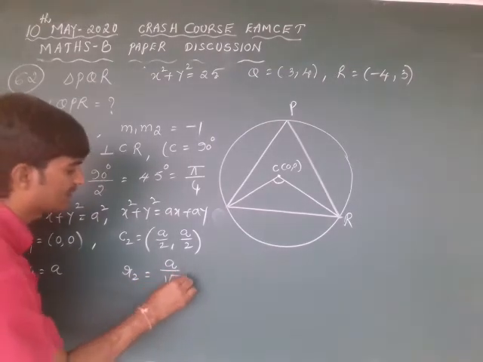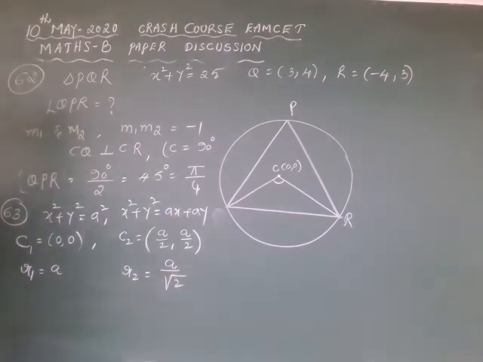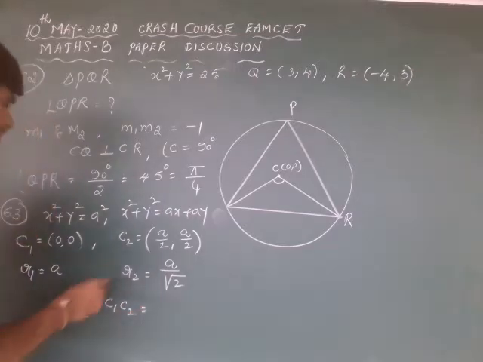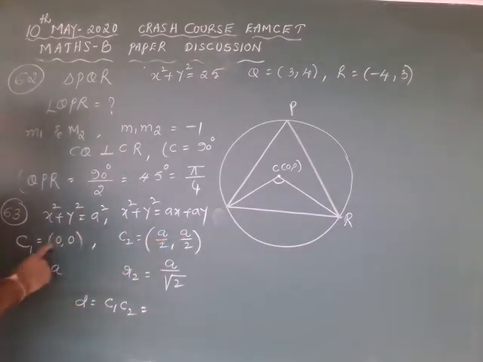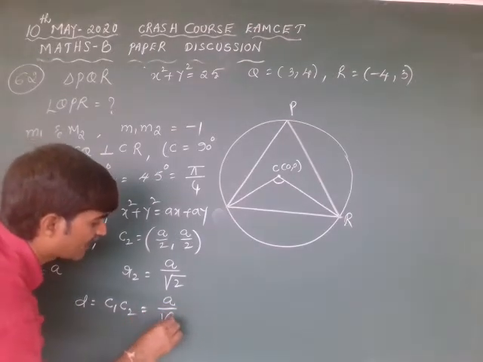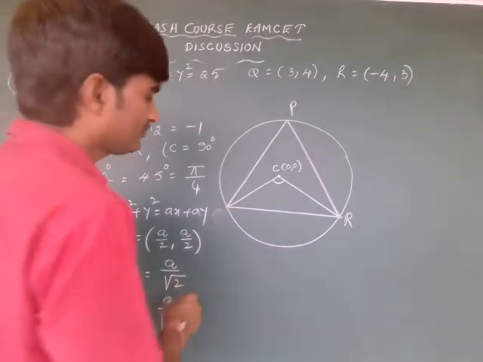When we calculate, we get a divided by root 2. Let d be the distance between centers. D is equal to C1C2, using root of (x2 minus x1) whole square plus (y2 minus y1) whole square, which comes to a divided by root 2.